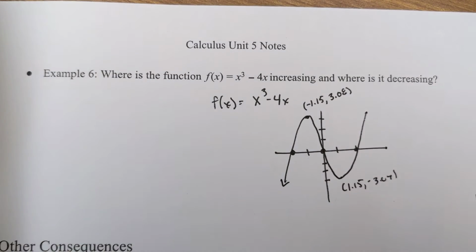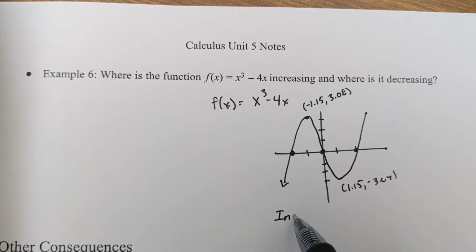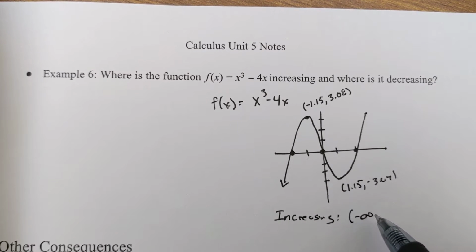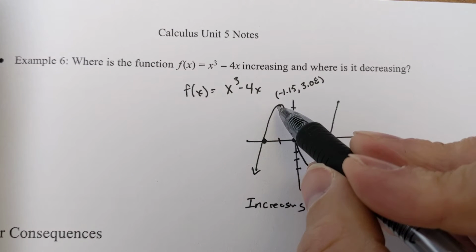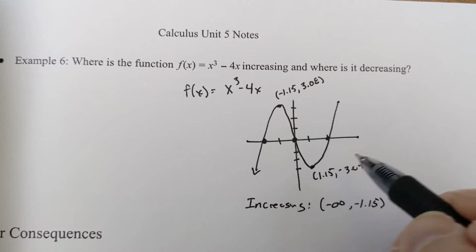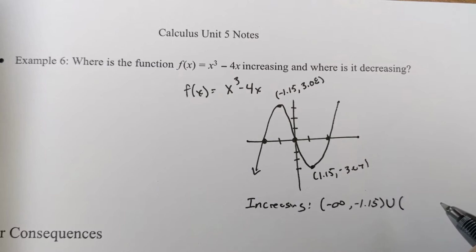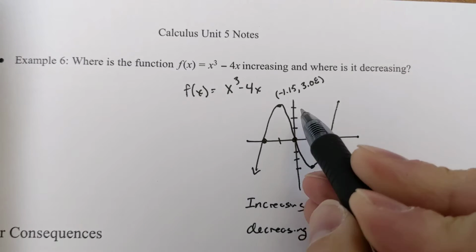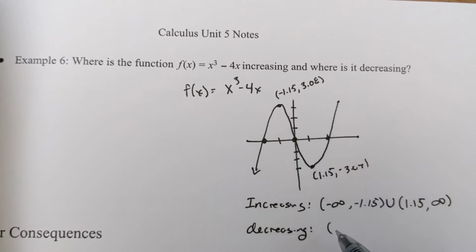Okay, so we'll read from left to right. For increasing, we start at negative infinity, and we increase until we reach negative 1.15. Then we decrease until we hit this point. Then it increases again, starting at 1.15, going up to positive infinity. The decreasing portion is just the part in the middle, where the graph is falling, from negative 1.15 up to positive 1.15.